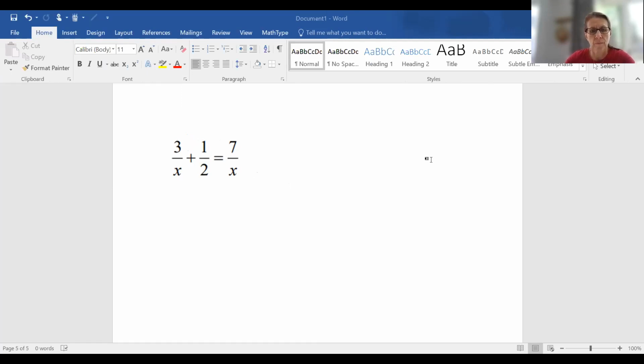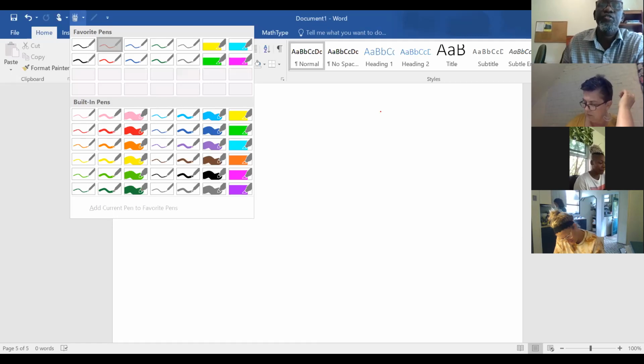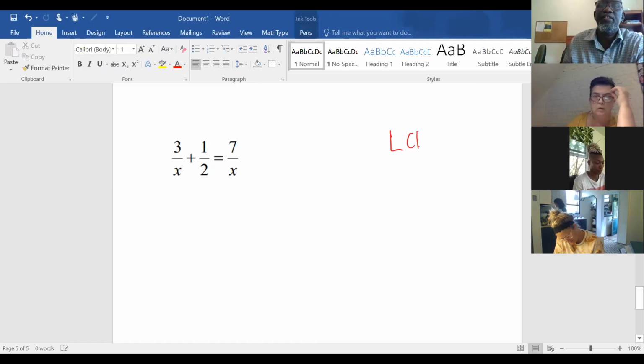We have 3 of them, right? Okay, what is the LCD here, everybody? What is the LCD, you think? 2x. 2x, thank you. You see, I have x, which is the same x, and I have 2, which is only 2, right? So the combined LCD is 2x, right? LCD is 2x.